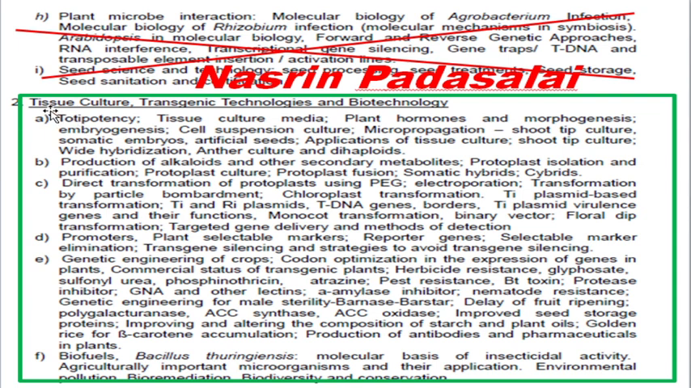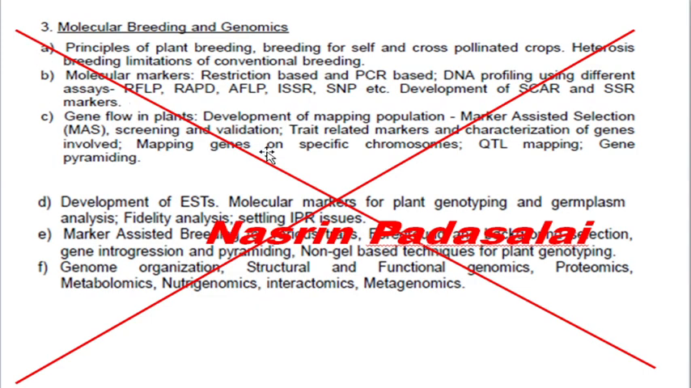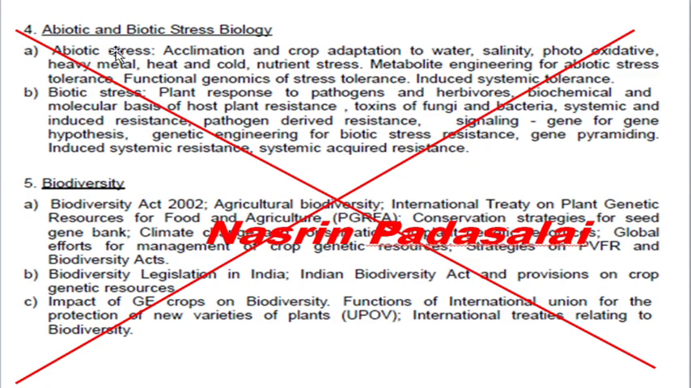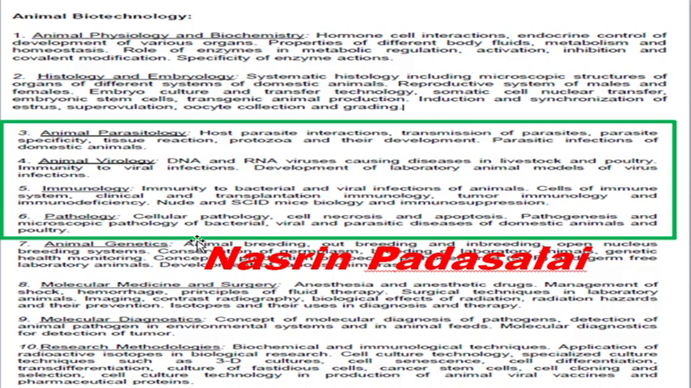Next, you should target tissue culture, transgenic technology and biotechnology. You should study the entire thing. It is highly important, and nearly 10 to 15 questions have been asked from this second topic, that is tissue culture. Next, you can leave this molecular breeding and genomics. At the same time, you can leave stress biology and biodiversity.